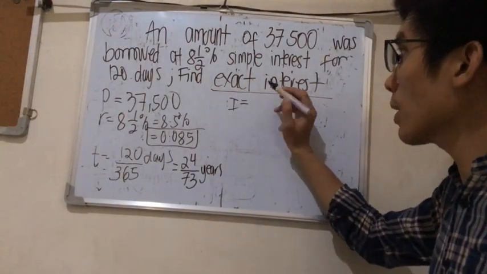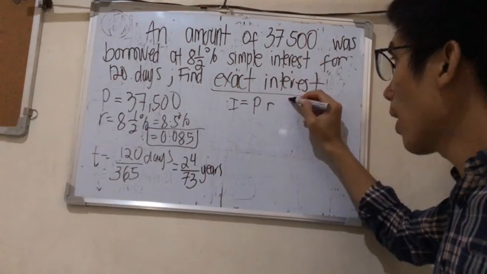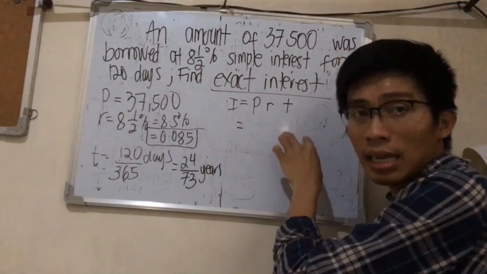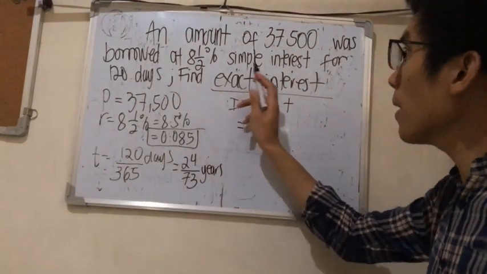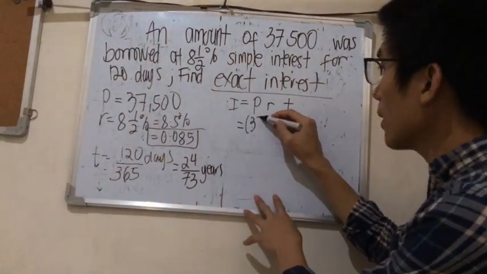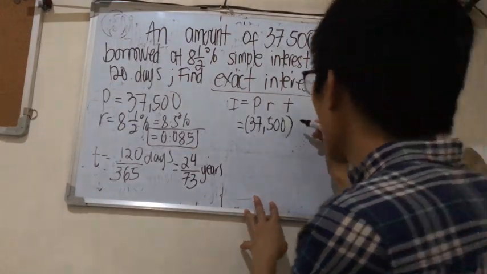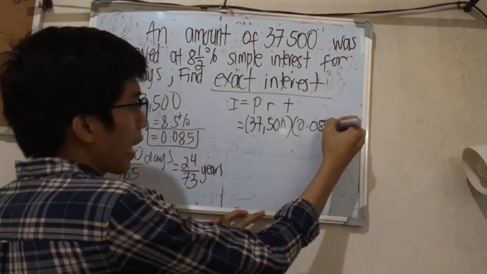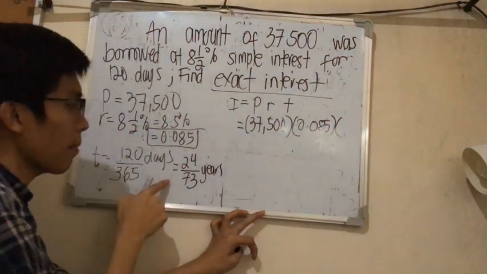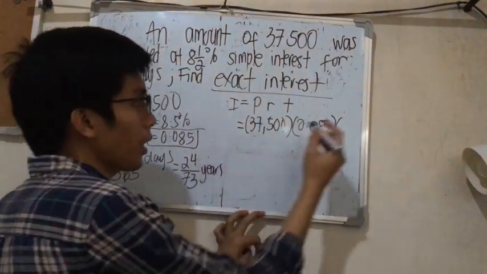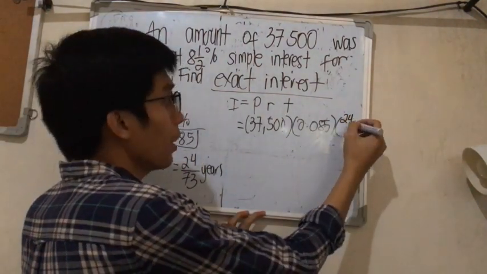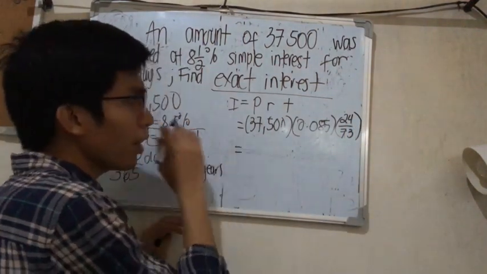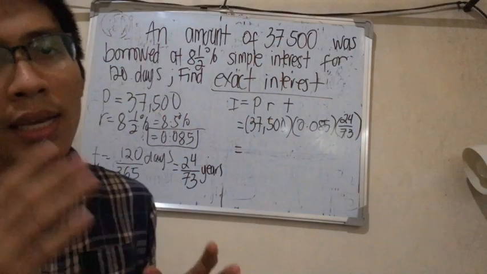Again, what is the formula for simple interest? That is I = PRT. Then we substitute everything needed in here. What is my P? My P here is 37,500. What is my R? My R here is 0.085, and multiply to my time. The time here, as we converted it, is now 24 over 73.